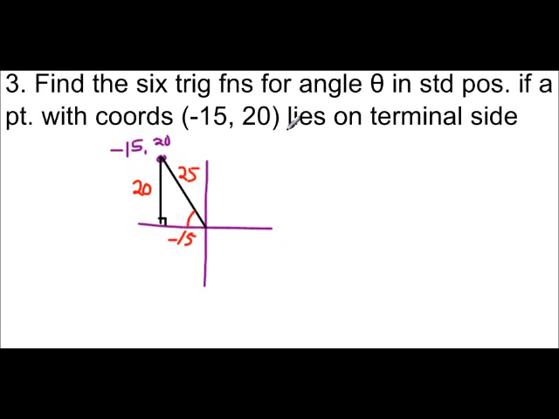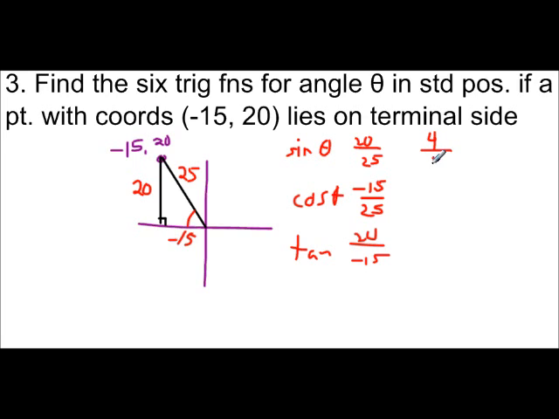All right, now we're going to do all the trig functions. That's easy. Sine theta will be 20 over 25, or 4/5. Cosine, negative 15 over 25, or negative 3/5. Tangent, 20 over negative 15, or negative 4/3. Go ahead and reduce these.